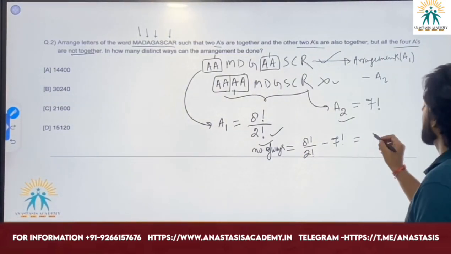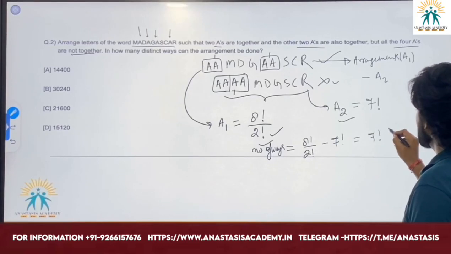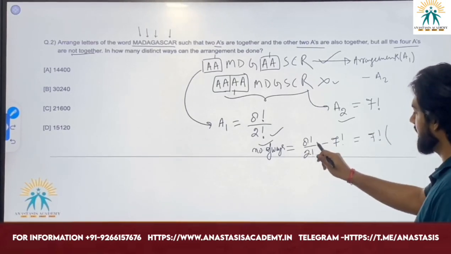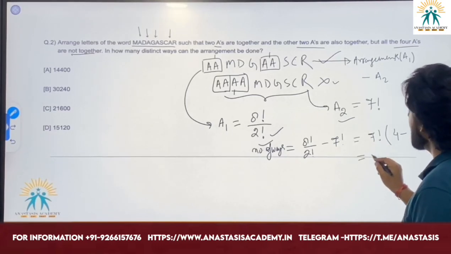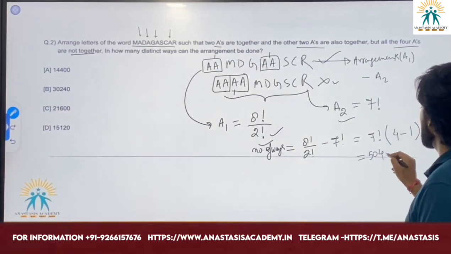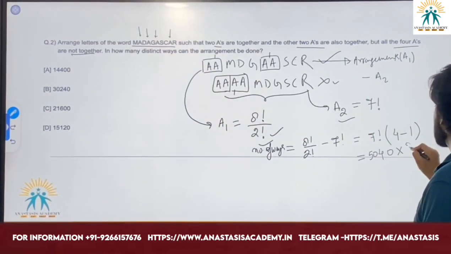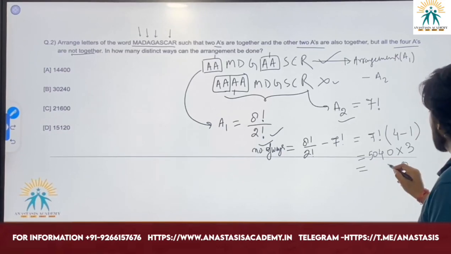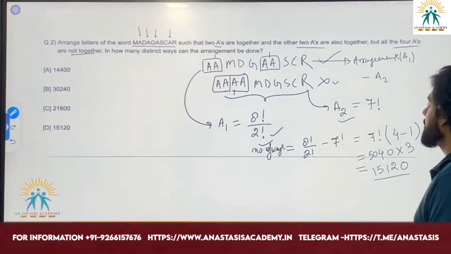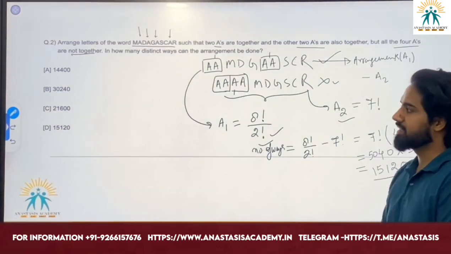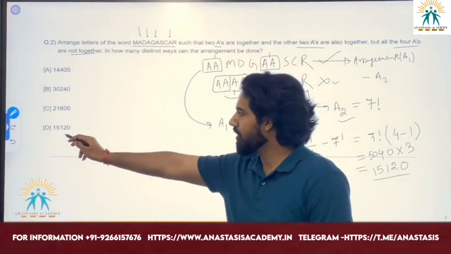So it would be 7 factorial common. What I am left with is 8 by 2, that is 4, minus 1. So 7 factorial, I know, is 5040, into this is 3. So it becomes 15,120. 15,120 is the right answer. So the correct answer to this question is option D.